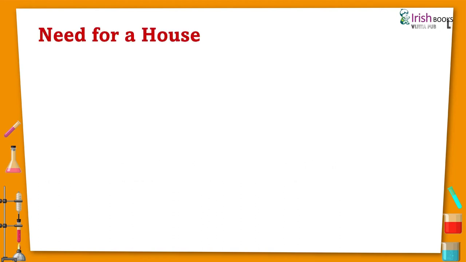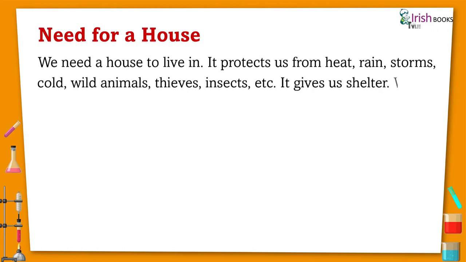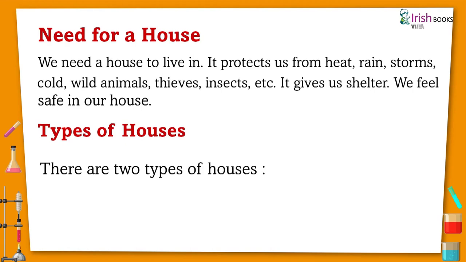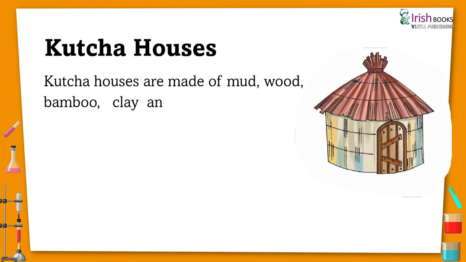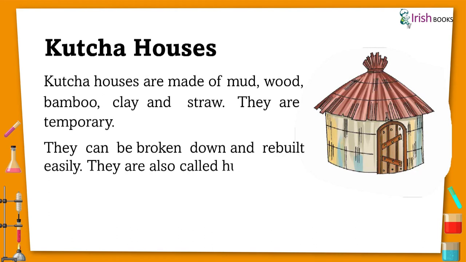Need for a house. We need a house to live in. It protects us from heat, rain, storms, cold, wild animals, thieves, insects, etc. It gives us shelter. We feel safe in our house. Types of houses. There are two types of houses. Kaccha houses. Kaccha houses are made of mud, wood, bamboo, clay, and straw. They are temporary. They can be broken down and rebuilt easily. They are also called huts.